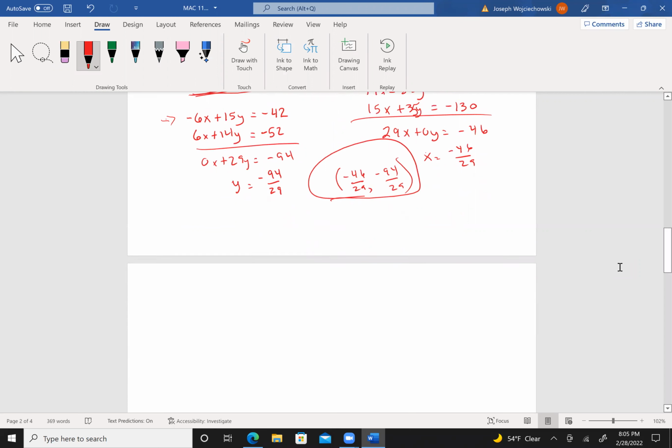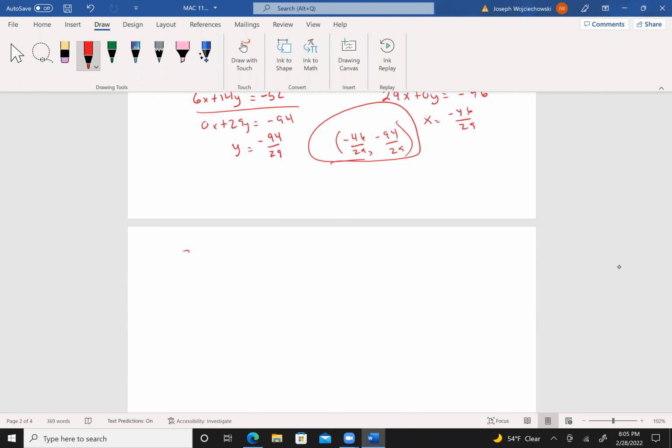Okay, so let's look at another example of this. 3x minus y equals 2, and negative 9x plus 3y equals 4. So what can I do? I can multiply the top one by 3 and get 9x minus 3y equals 6. Leave the bottom one the same. I get 0 plus 0 equals 10, which is never true. This is no solution. And that's because these lines are parallel.